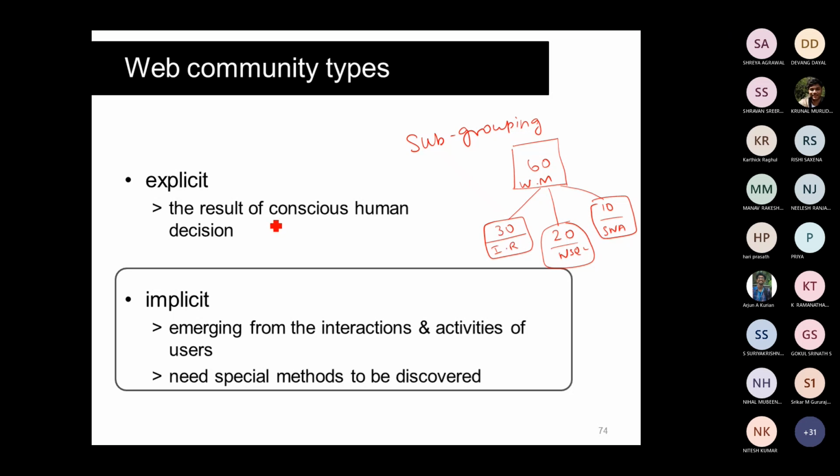So we can consciously do it based on human decision, or otherwise we can implicitly identify it by studying the pattern of their interaction and the activities of the users. Among these students, I'm just identifying some people who are interested in IoT.